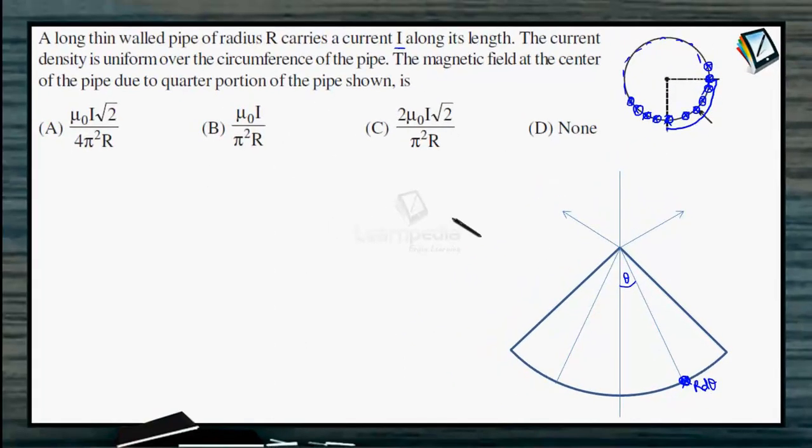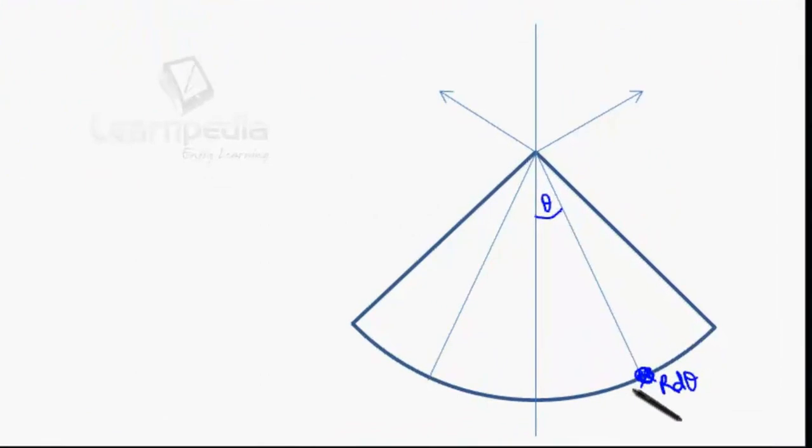And what would be the current carried by this segment? Capital I is the total current which is uniformly distributed over the circumference of this pipe. So in this much angle, the share of the current will be I d theta divided by 2 pi. So it will be the current in this segment. And on the opposite side also we can select a similar segment at an angle theta. So the current is going in.